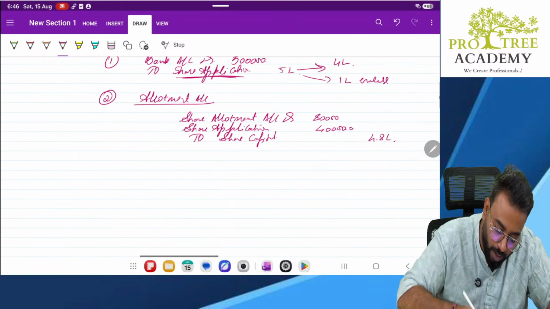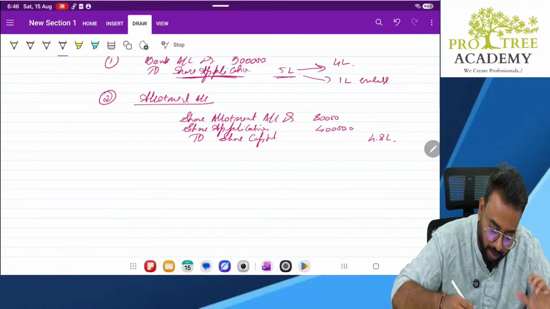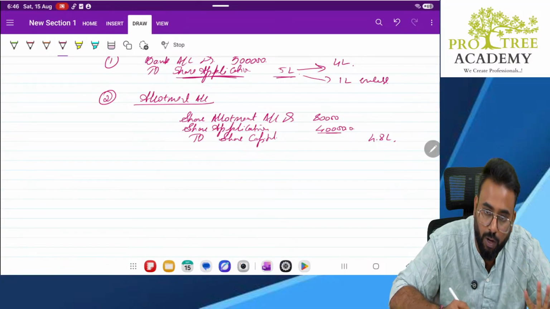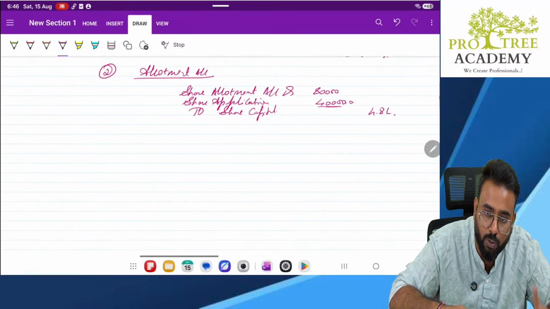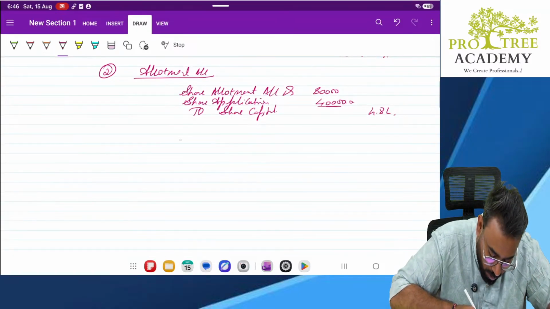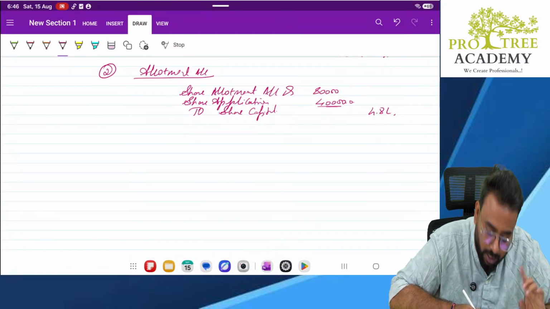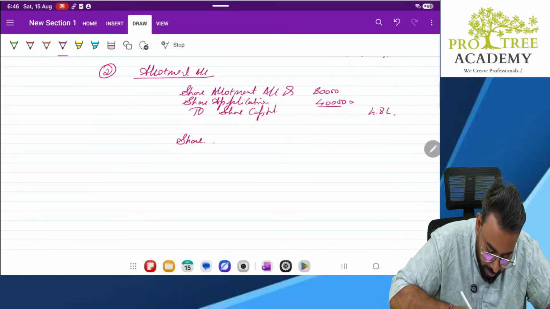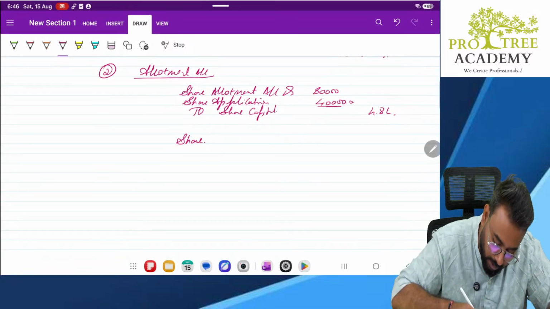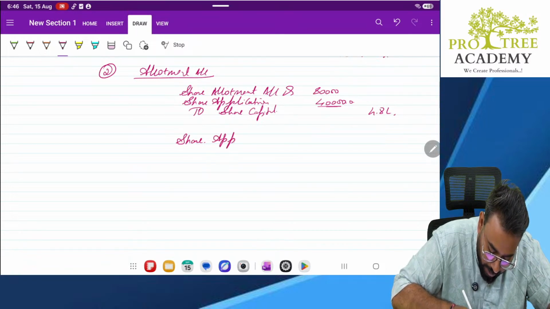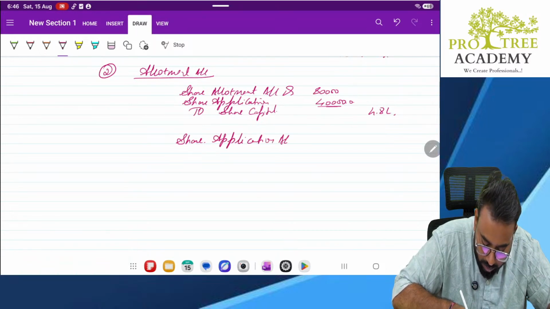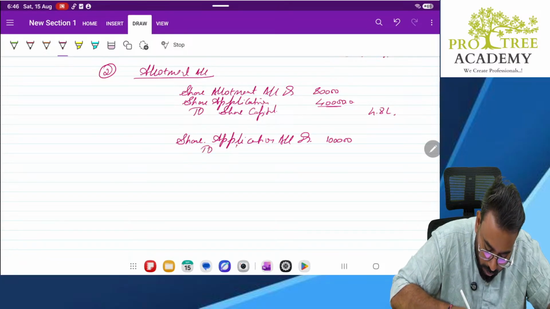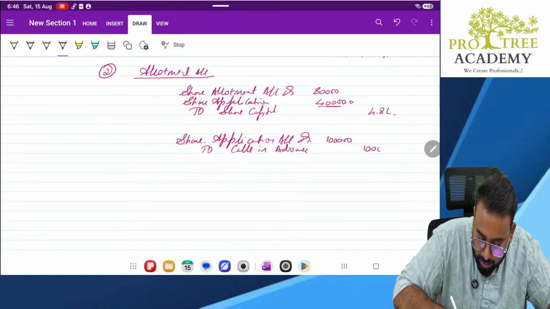Now, how much was we crediting share application with? 5 lakh. How much was debited? 4 lakh. So remaining 1 lakh needs to be transferred to calls in arrears, sorry, calls in advance, not arrears. Correct. It needs to be transferred to calls in advance. So share application account debit. How much was excess? 1 lakh. So we need to transfer that to calls in advance. How much? 1 lakh. Correct?